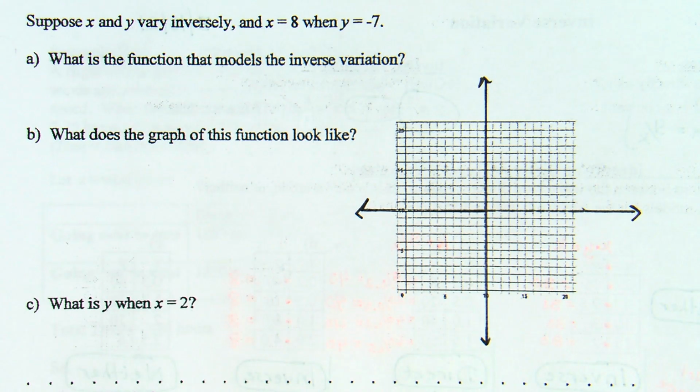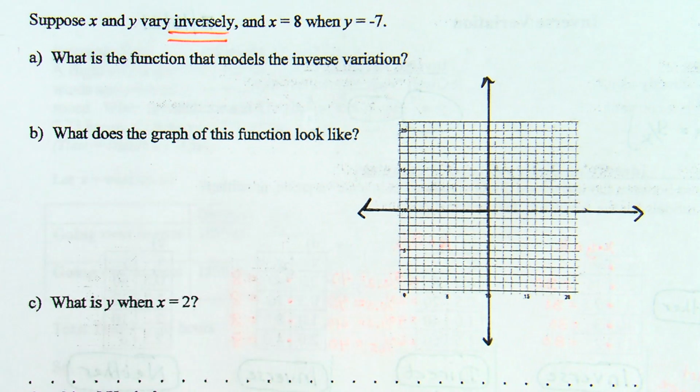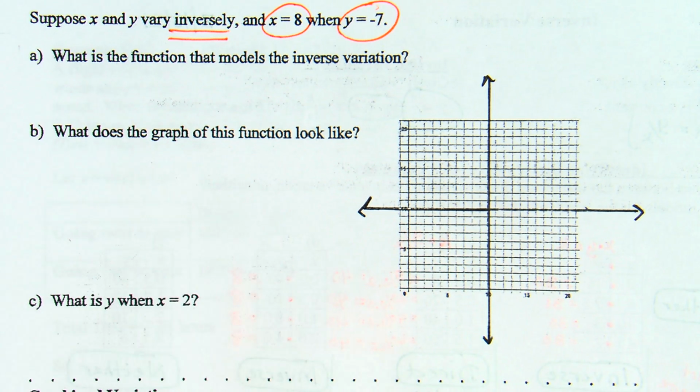Notice it says, suppose x and y vary inversely, right? And then they share that x equals 8 when y equals negative 7. What is the function that models the inverse variation? So when they say what is the function that models the inverse variation, what's the equation? So what do we need to find first to be able to write an equation here?